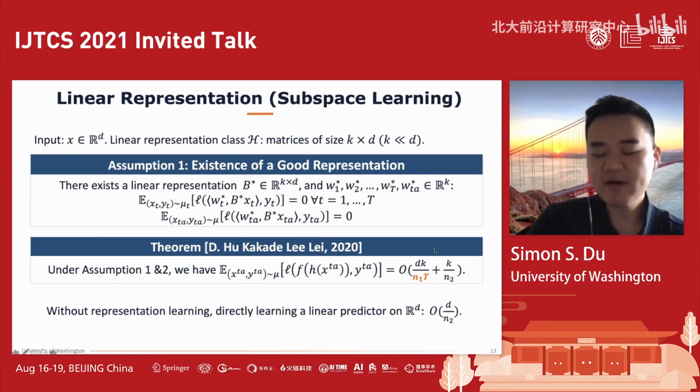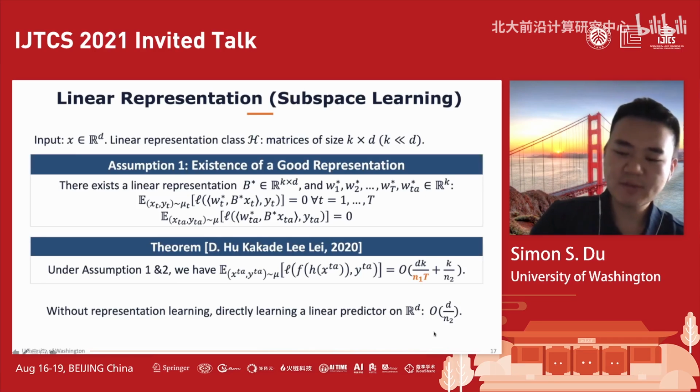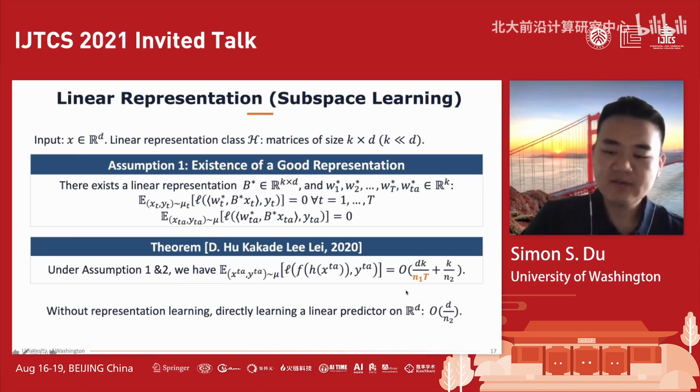If you compare these two bounds, we assume that K is much smaller than D. For example, in the digits example I gave, D would be 1000 and K is 100. And n1t we often assume is very big. So the first term is much smaller, even if n1t is much bigger than n2. The second term, k over n2, is much smaller than d over n2. So comparing these two bounds, we show that representation learning provably helps.